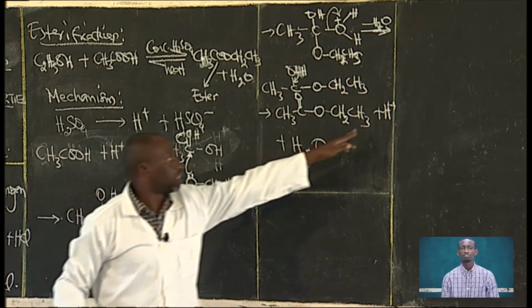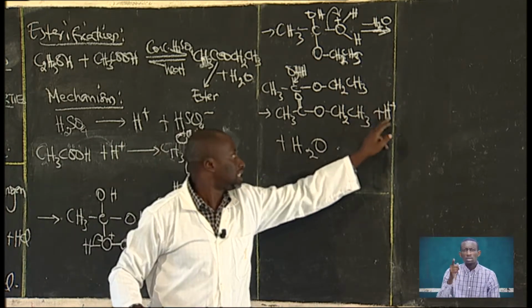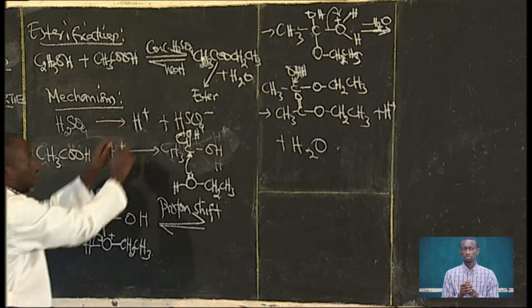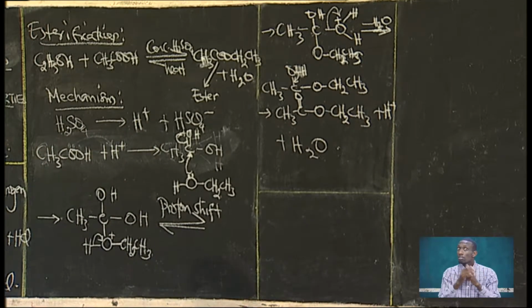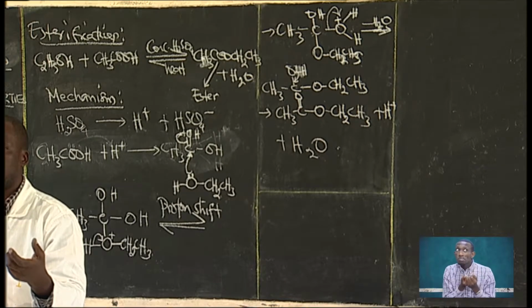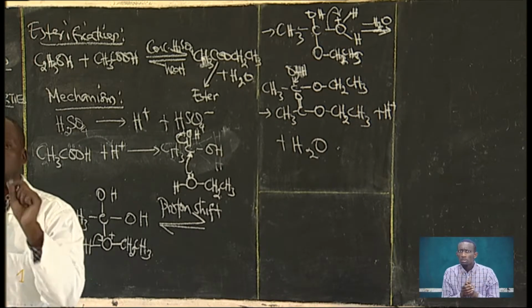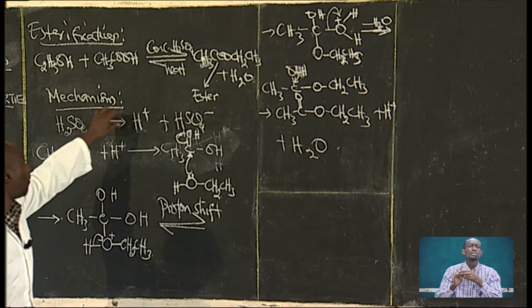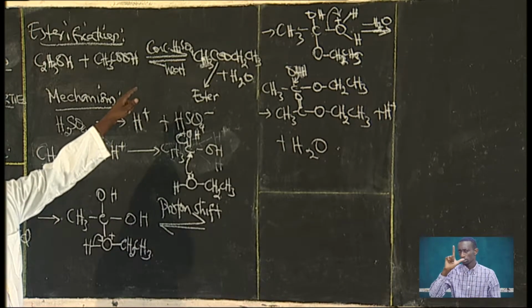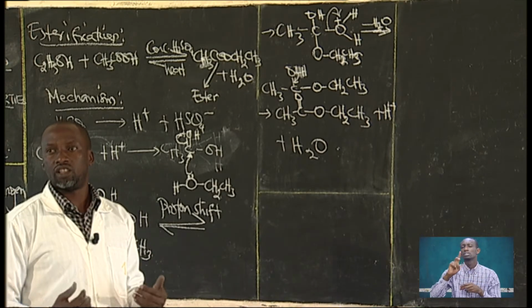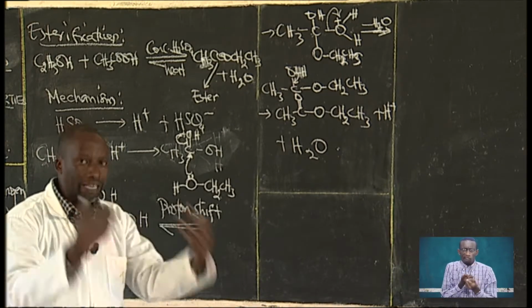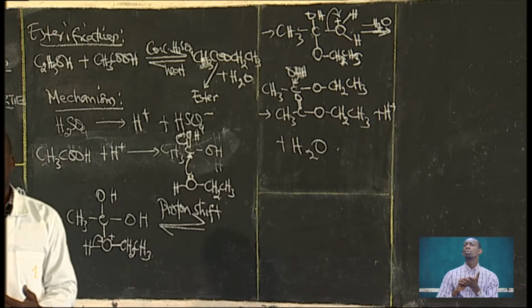Look at the hydrogen, this proton. This is the proton that we started with here. When a substance is not consumed within the reaction, it is referred to as a catalyst. So that is why this concentrated sulfuric acid is referred to as a catalyst. It is not consumed within the reaction. It is regenerated at the end of the reaction.